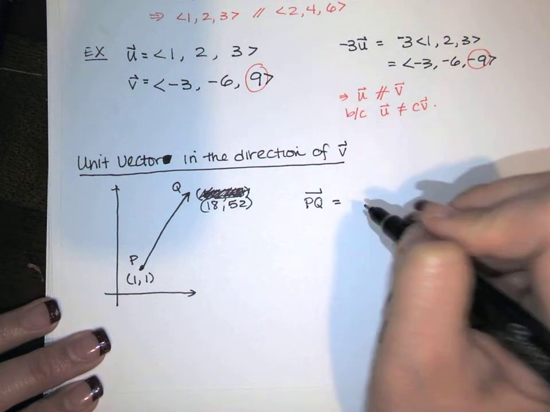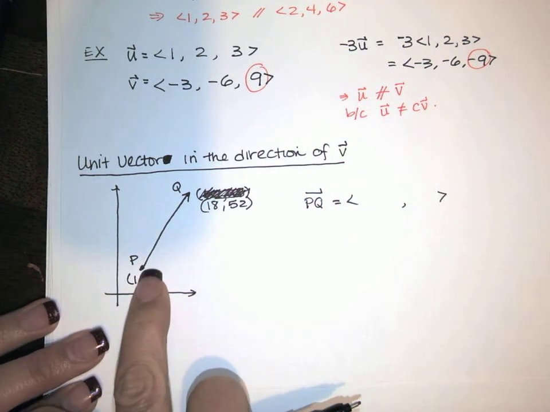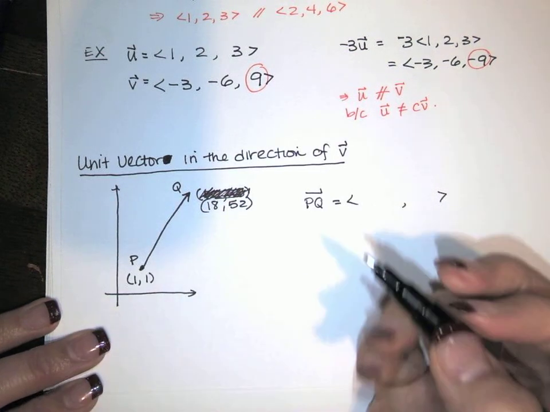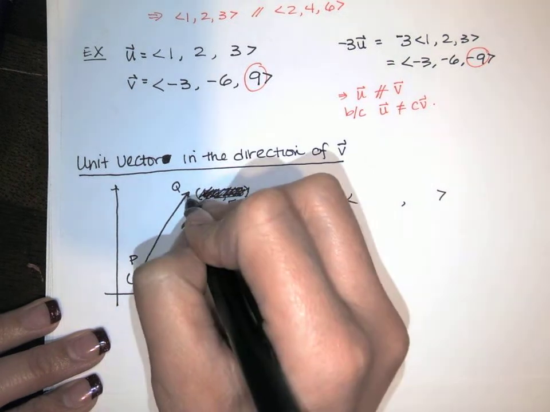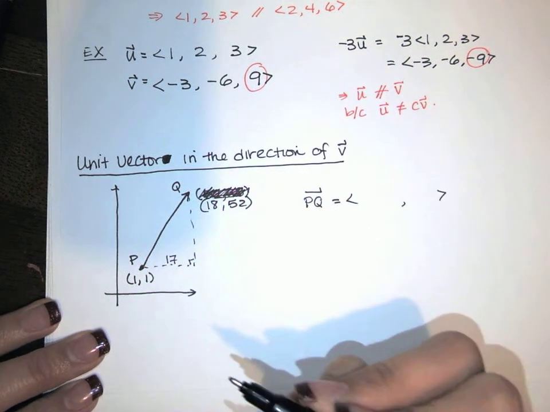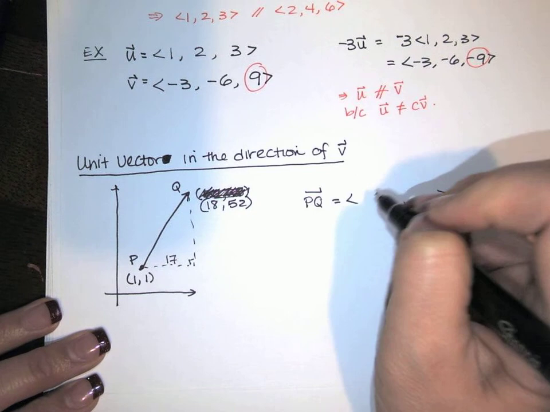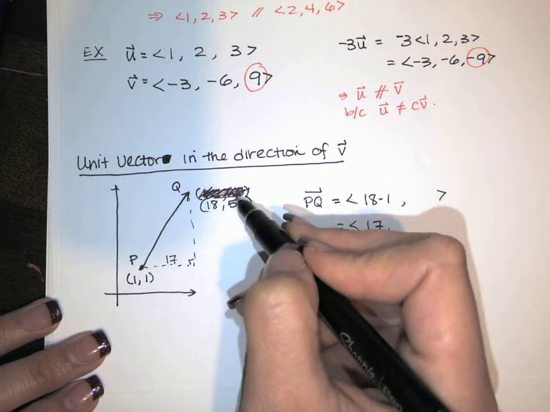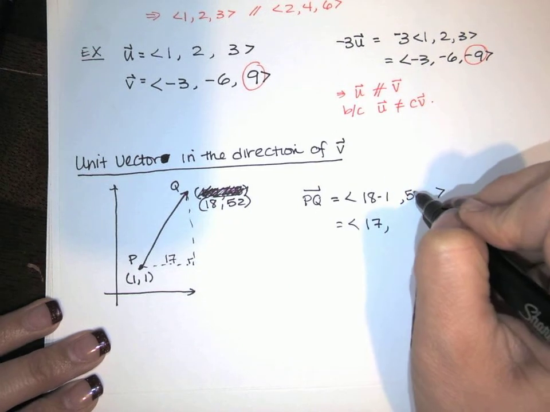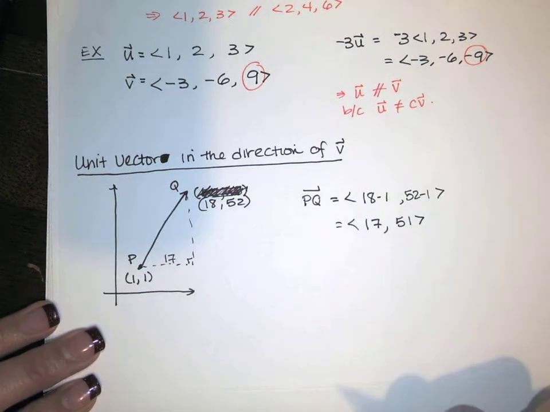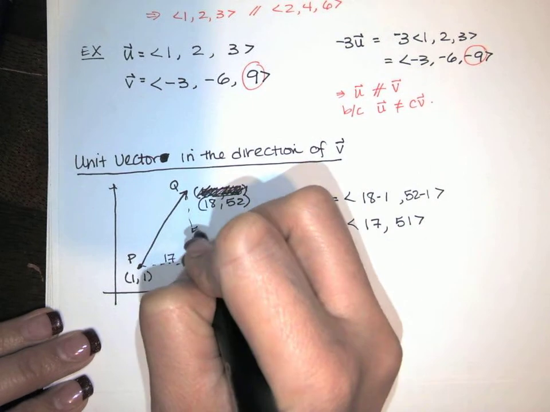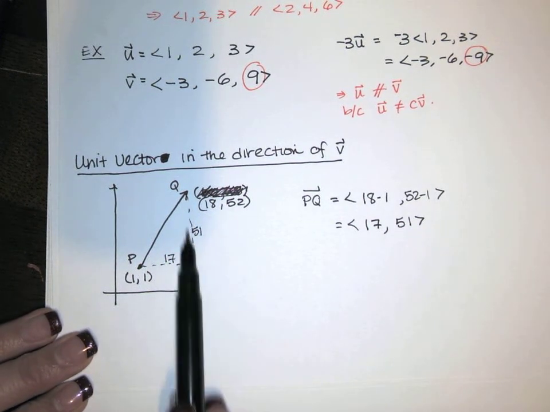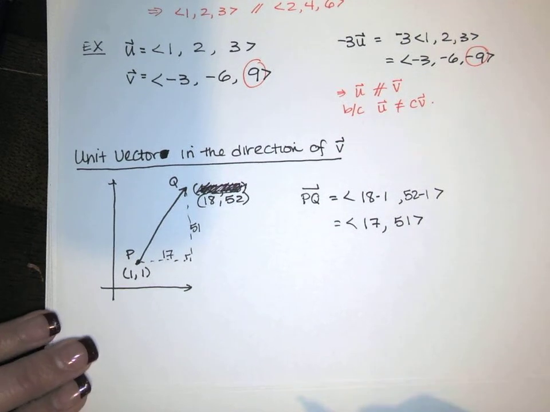Got the vector PQ. How many units do I go in the x direction to get from 1, 1 to 18, 52? To go from 1 to 18, I go 17 units in the x direction. You can think of it that way, or you can just use the formula, terminal minus initial: 18 minus 1, 17. Terminal minus initial, 52 minus 1 is 51. Or you can say, what's the distance from there to there? Well, if that's 1 and that's 52, that's got to be 51, right? So that's the vector PQ.